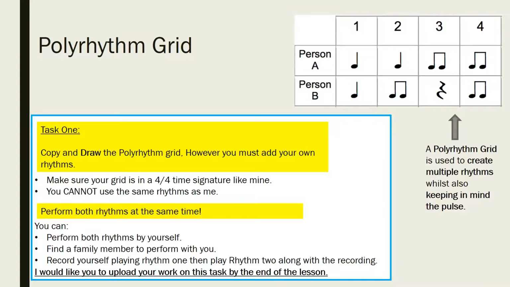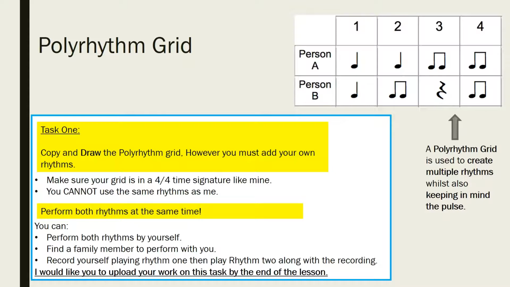You've got the pulse at the top telling you when you clap, when you play tea or coffee on which pulse. And then for person B, you have a bit more of a difficult rhythm, which is T, coffee, sh, coffee. So we've got a rest there so you don't play. So T, coffee, sh, coffee.